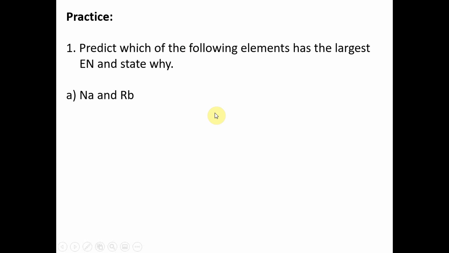All right, so let's do a little bit of practice here. So first of all, which of these two elements has the largest electronegativity, and why do you think that? You should pause the video here so that you have a chance to figure it out.